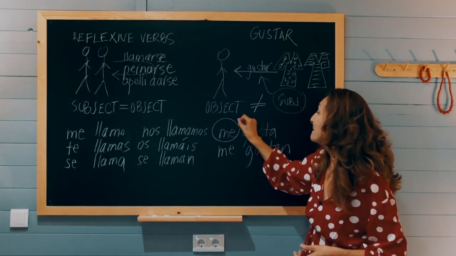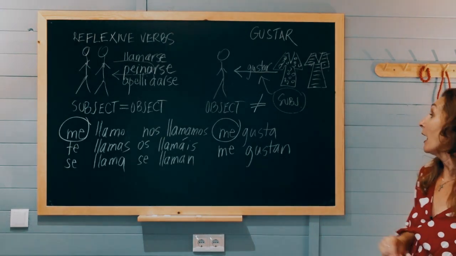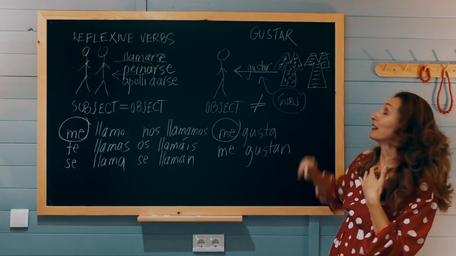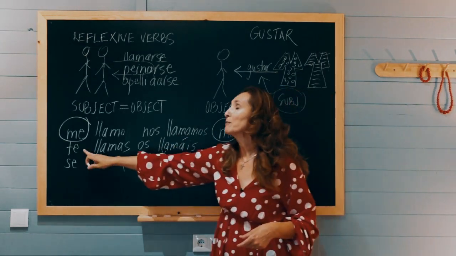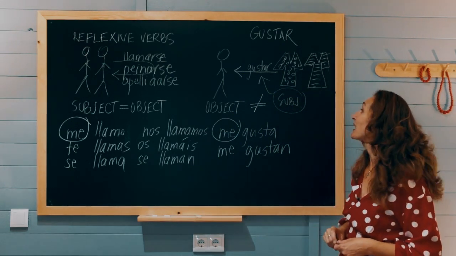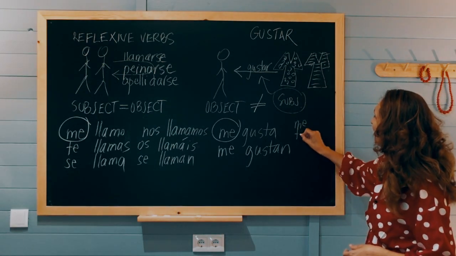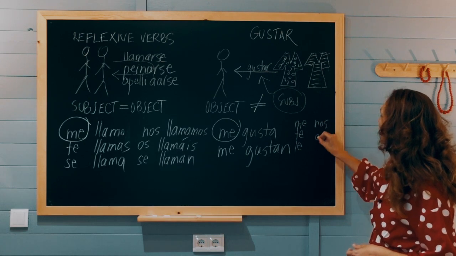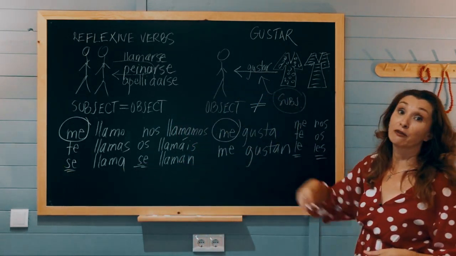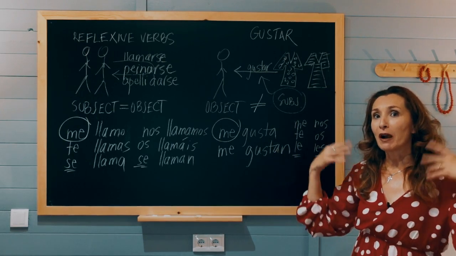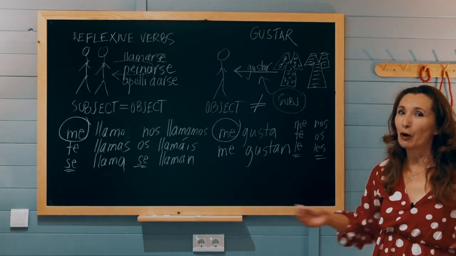So when you see this me, do not mistake it for this me, okay? This simply means that I'm the one liking, but maybe it's you who likes these dresses, in which case me would then be te, right? Se wouldn't remain se. Se would be different. With gustar we have me, te, le, and then nos, os, les. So with these two you have to be careful, but the other four are exactly the same, and that's why sometimes you might think, oh, when I see me followed by a verb, surely it has to be a reflexive verb, and no, not always, okay?